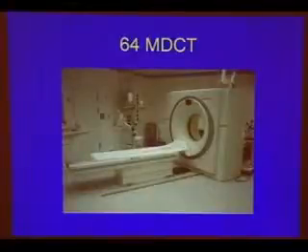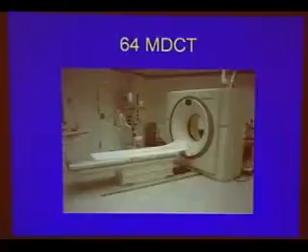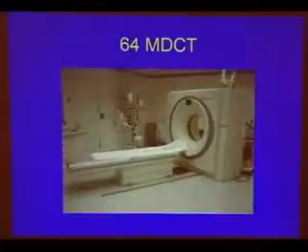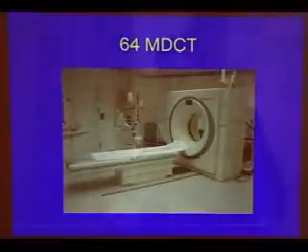This is our CT scanner, and the way it's performed is we lay the patient face up, and you go into this donut-shaped machine, which takes high-speed images of your heart. Typically the images themselves take less than 15 seconds. So we take complete images of your heart and coronary arteries in a breath hold.